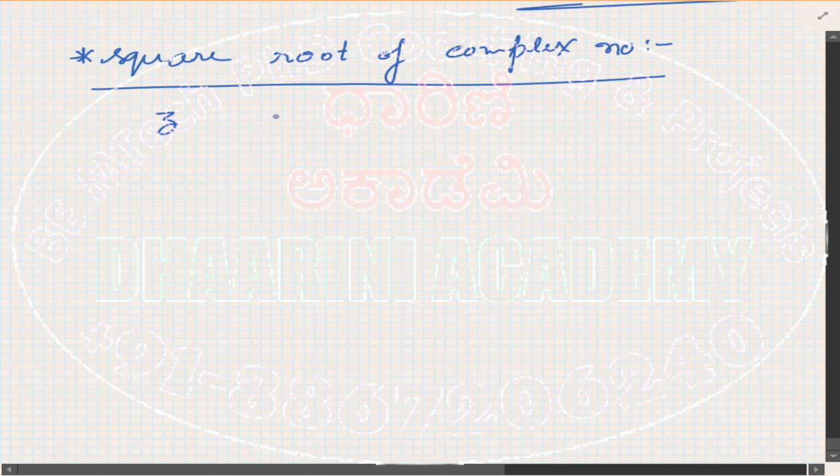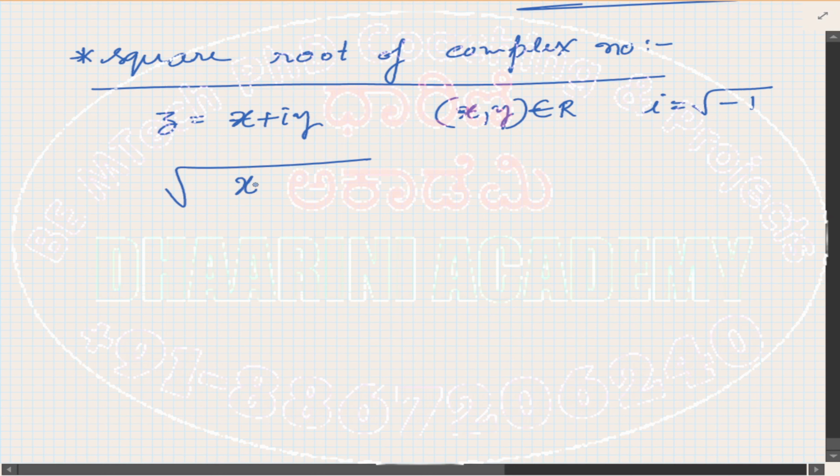Alright, so let's start with the complex number z equal to x plus iy. We know that here x and y both belong to the real numbers, and i denotes root of -1. Now our intention is to calculate the square root of this, right? So this is root of x plus iy is what we want to find.